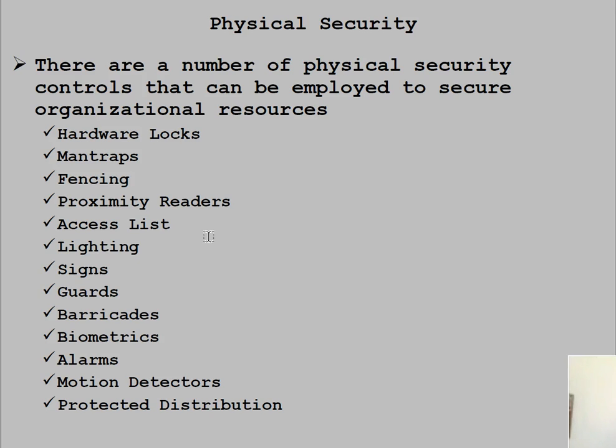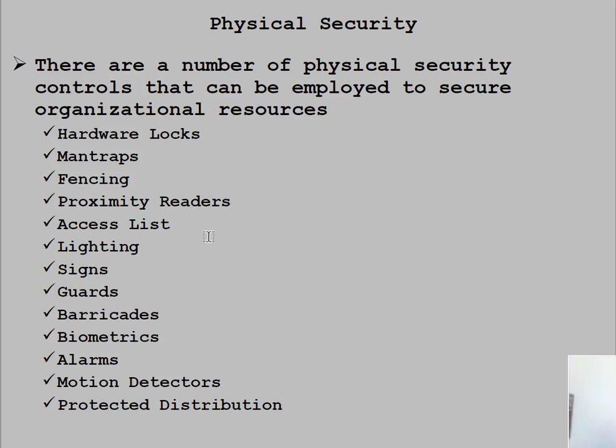So the hardware locks, I think that's kind of obvious, right? If you put locks on something, you can try to deter somebody. Man traps we talked about. Remember, you come in one door, that door locks behind you. You're locked in a room, and somebody has to buzz you in order for you to be able to get access to it. So that's really the way that the man traps work.